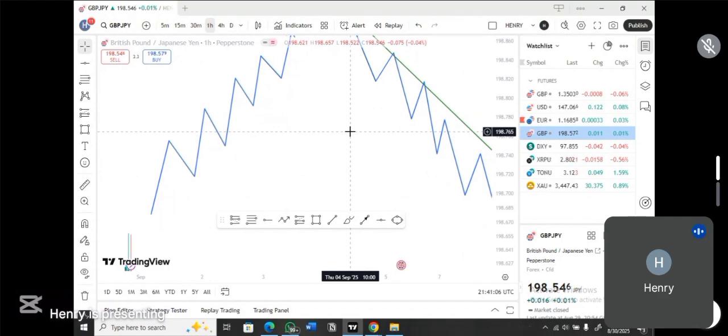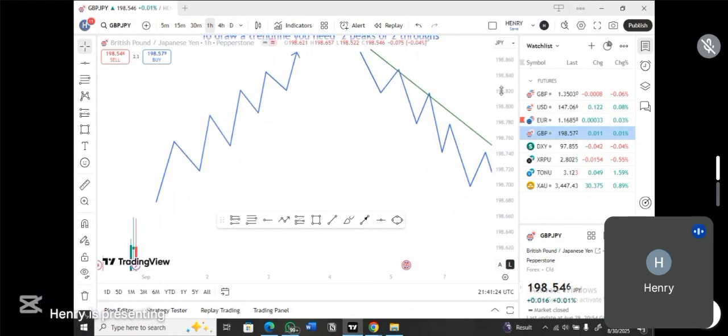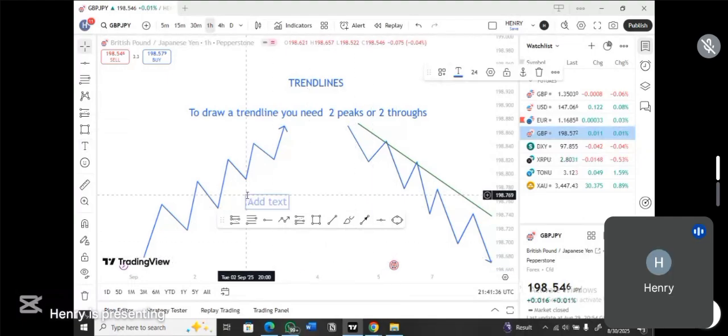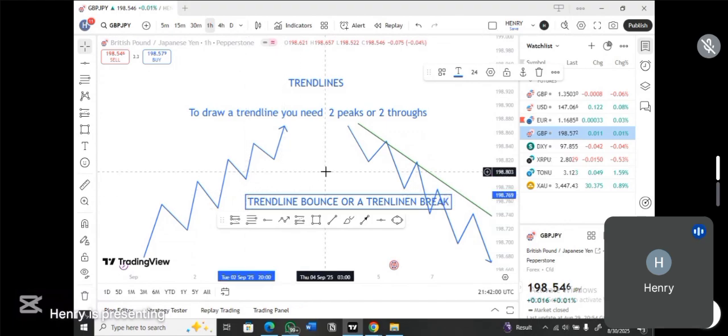Now the trend line strategy, you might feel like another subtopic. With the trend line strategy, it's just two things we do. We either look for a trend line what? Bounce or a trend line what? Break. These are the two things we do.